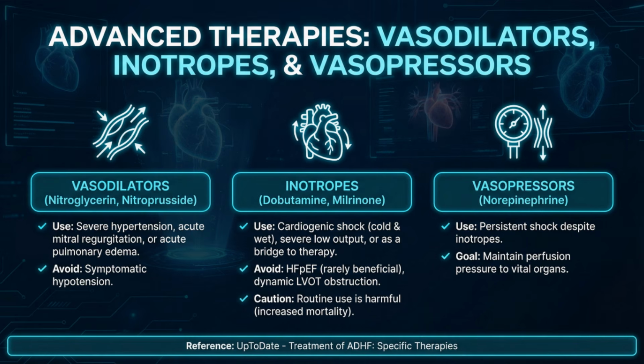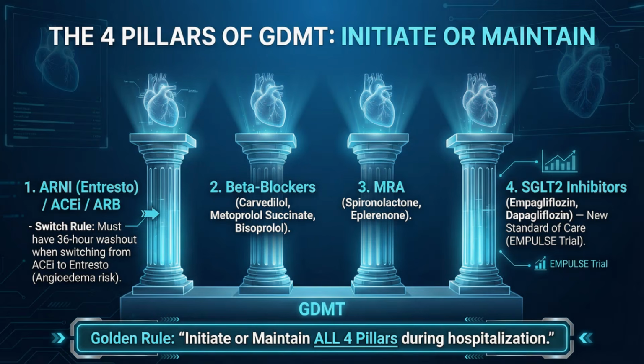Finally, vasopressors, like norepinephrine, are for patients in persistent shock despite inotropes, with the goal of maintaining perfusion to vital organs. A common question is what to do with a patient's home medications. The modern approach is clear: initiate or maintain guideline-directed medical therapy, or GDMT, during the hospitalization. This is built on 4 pillars.